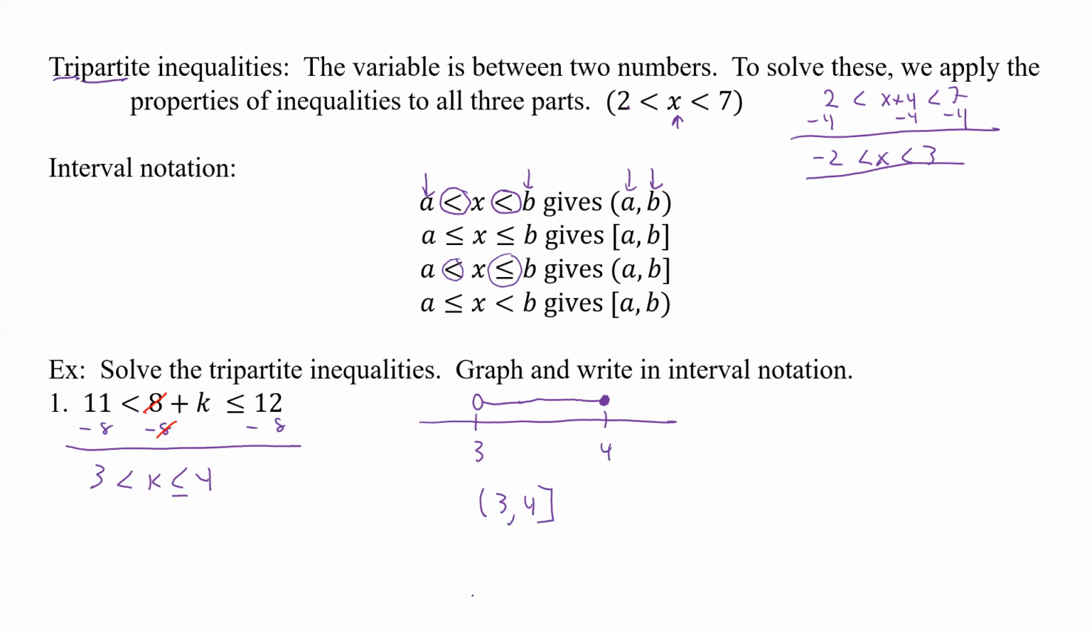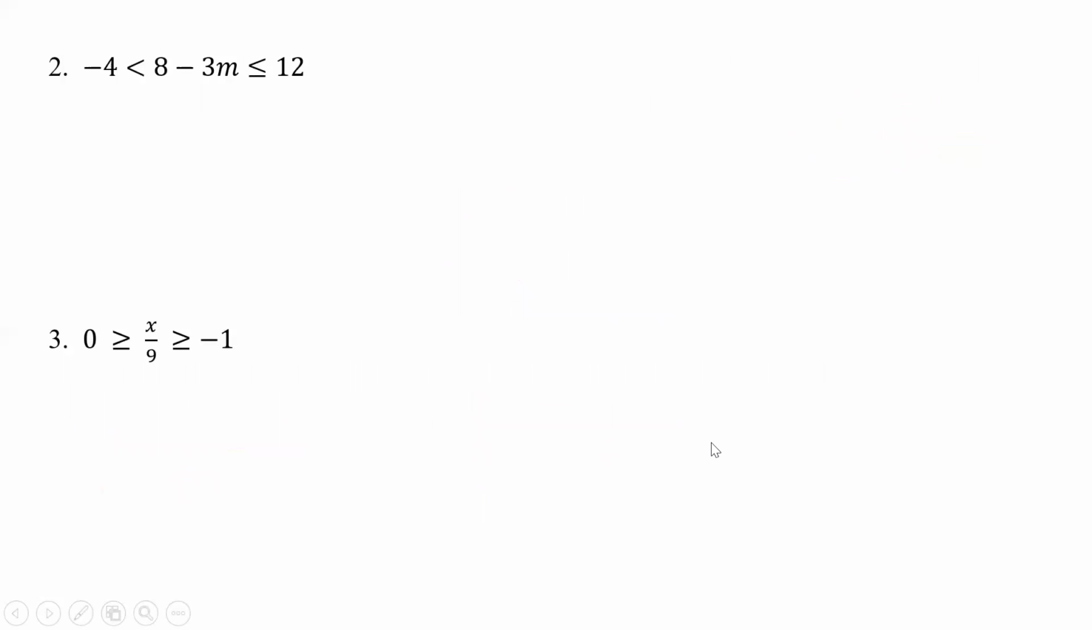Okay. So again, nothing hard. We're just adding and subtracting. We could also do some dividing or multiplying here, depending on the tripartite inequality. But for the first simple one, that's how we would get it. All right. How about the next one? All right. So here, this is going to be a fun one. So we have 8 minus 3m here, less than or equal to 12, but greater than negative 4. So let's subtract 8 from all three spots.